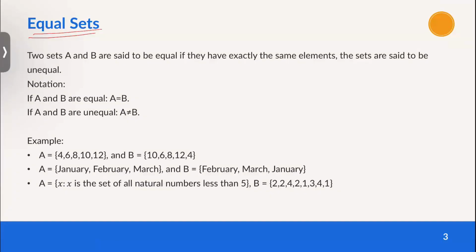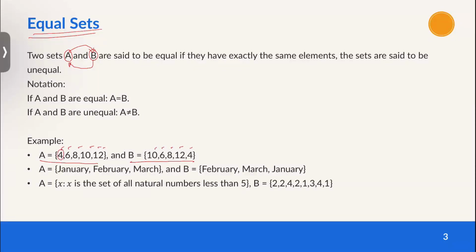So here equal sets means if each and every element of A is also an element of B, as well as all the elements of B are elements of A, then the sets are equal. You can understand this with an example. We have here A is equal to this set and B is equal to this set. So we have to check if each element of A is an element of B and each element of B has to be an element of A.